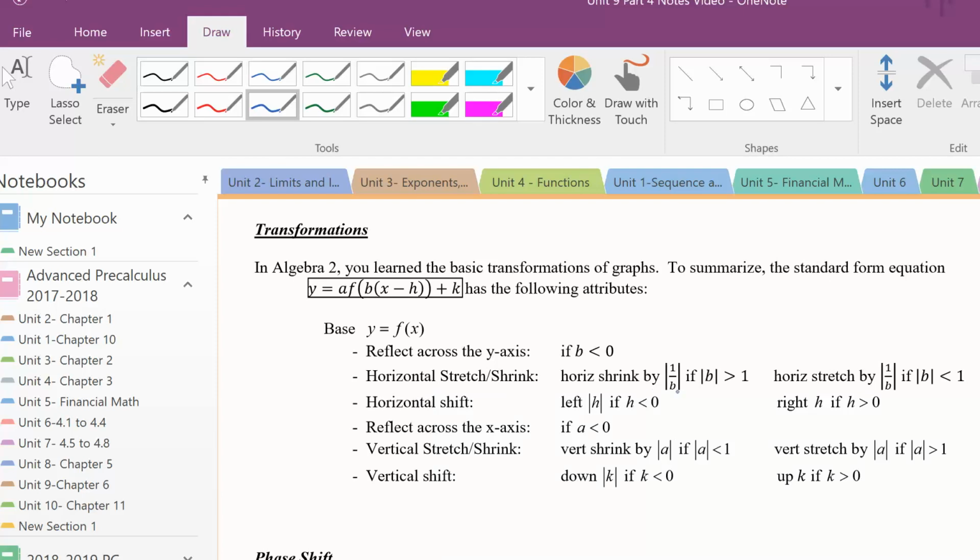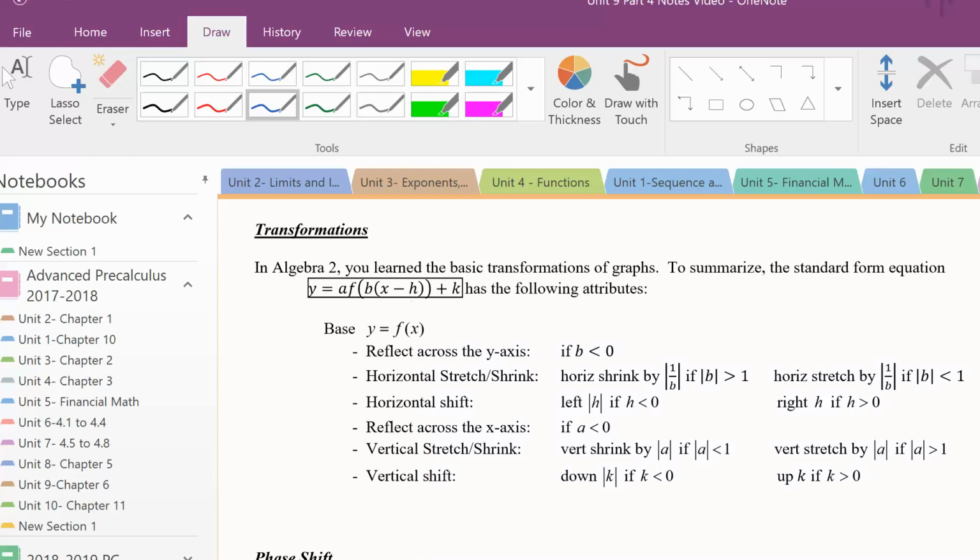Horizontal stretch and shrink: remember, if the reciprocal of the B term is greater than 1, then it's a horizontal shrink. And if it's less than 1, it's a horizontal stretch because you take the reciprocal. We'll talk about that when we do some examples. Horizontal shift: left if h is less than 0, right if h is greater than 0.